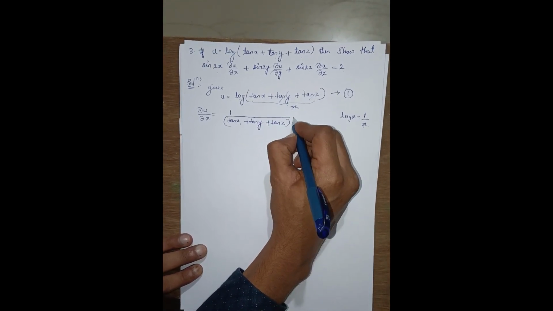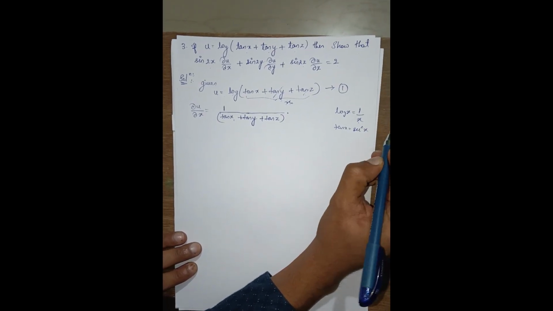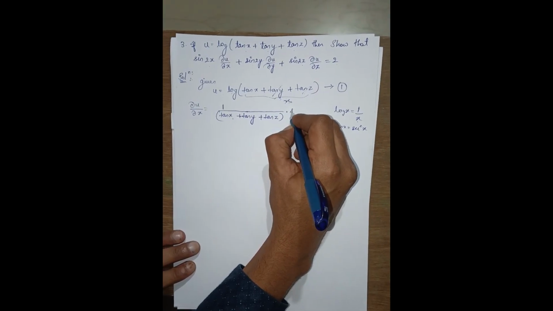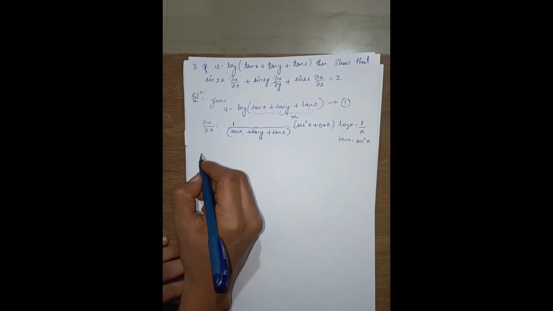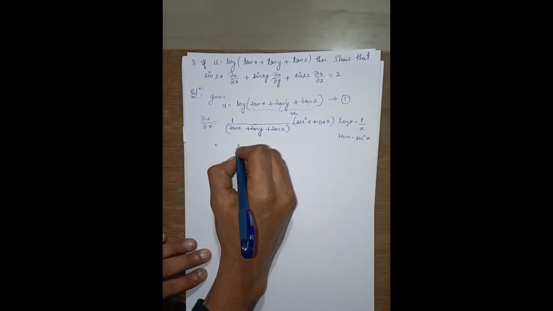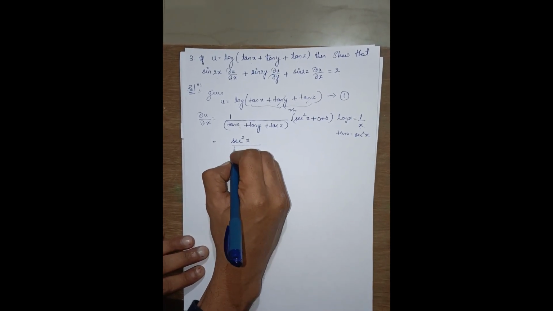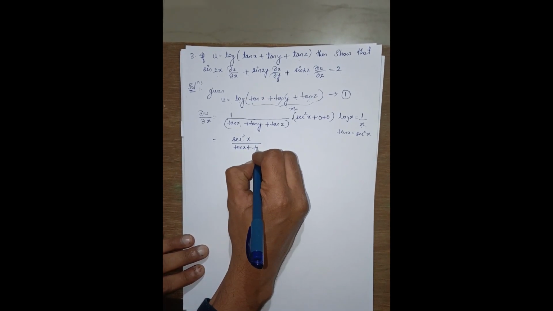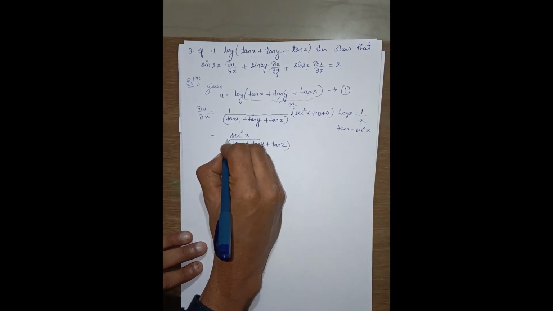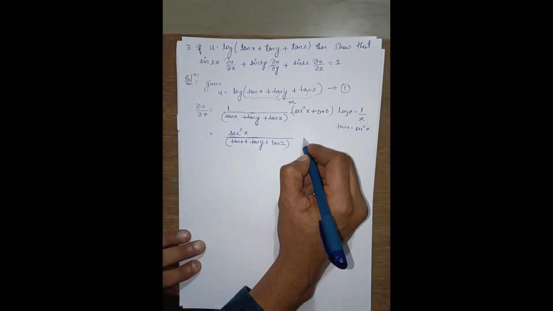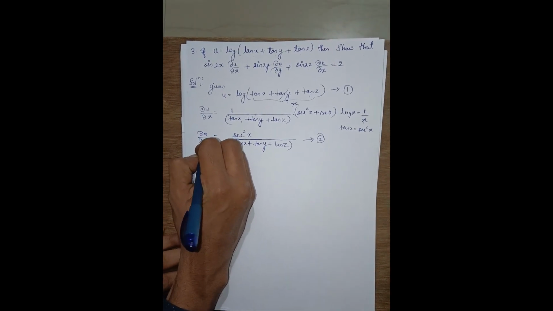What is the differentiation of tan x? Tan x differentiation is secant square x. Then this becomes secant square x plus 0 plus 0. I will rewrite this: secant square x divided by tan x plus tan y plus tan z. Let's call it equation number 2. This is ∂u/∂x.